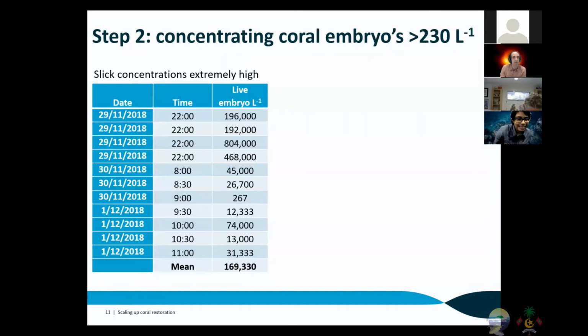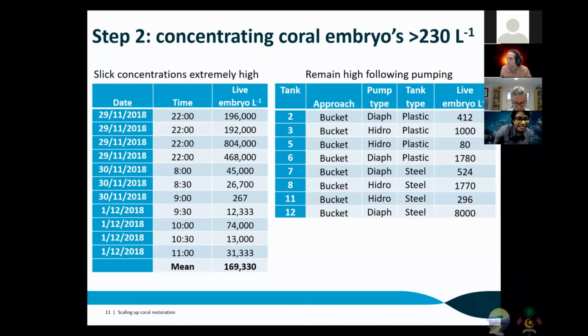The second aspect was, would we find and could we concentrate coral embryos greater than 230 gametes per litre? That was not a problem at all. The concentrations we found were well above our expectations. As you can see, the mean that we found was 170,000 live embryos per litre. So that doesn't seem to be an issue.